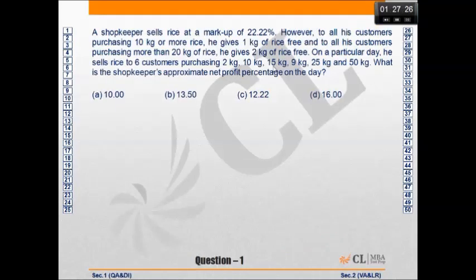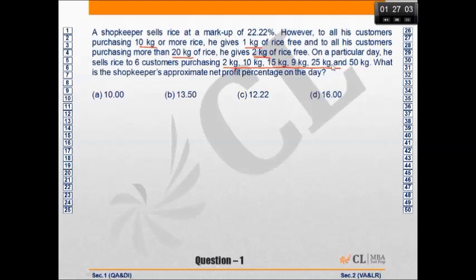A shopkeeper sells rice at a markup of 22.22%. That means if it is for 9, he's selling it for 11. 2 by 9 is 22.2. However, to all his customers purchasing 10 kg or more of rice, he gives 1 kg free. And to all his customers getting 20, he gives 2 kg of rice. On a particular day, 6 customers purchased so many kgs. What is the shopkeeper's approximate net profit?